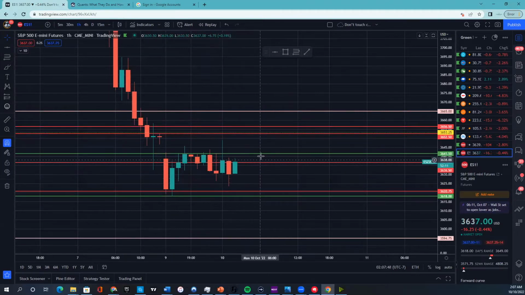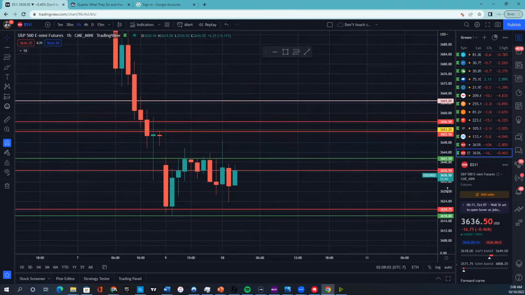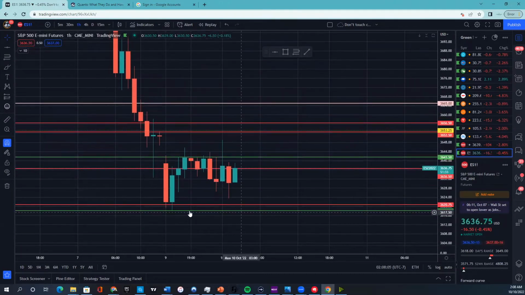Now, here's how this works. After you've identified your trading range, you want to subtract your lower range from your upper range. You subtract 3618 from 3641.50, and the value, I believe, is 23 and a half. So we're expecting a 23.5 point move.